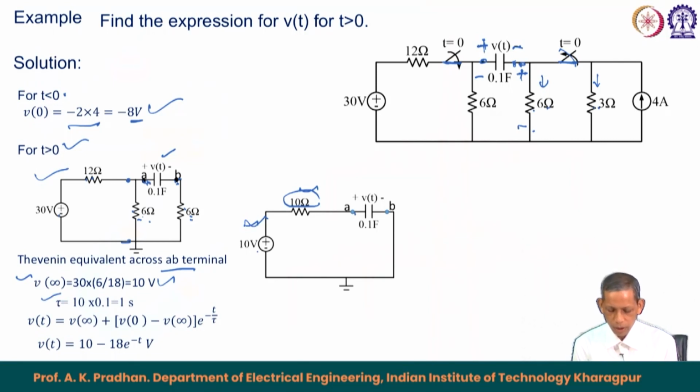Then tau becomes equal to 10 ohm times the capacitance, as the 12 and 6 in parallel are in series with 6 ohm. So, that gives us the time constant to be 10 into 0.1 equals 1 second. So, v(t), the voltage across the corresponding capacitor in the time domain, becomes equal to V infinity plus V naught minus V infinity, e to the power minus t by tau. If we substitute the values, we get v(t) equals 10 minus 18 e to the power minus t volt. So, this is the corresponding expression for this one. So, here also we find two switches, one after the other, that are closed and open simultaneously.